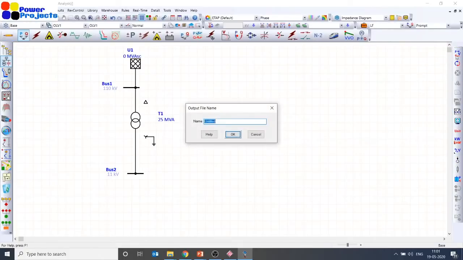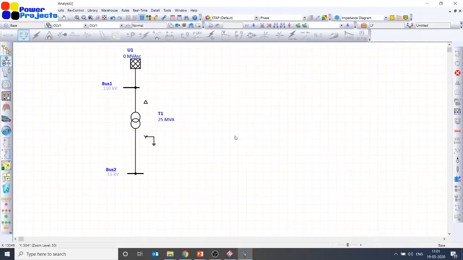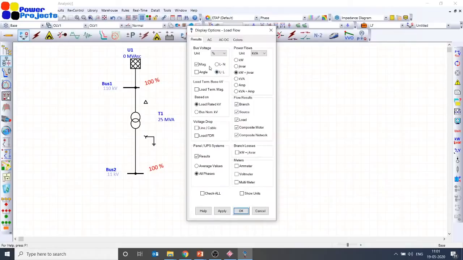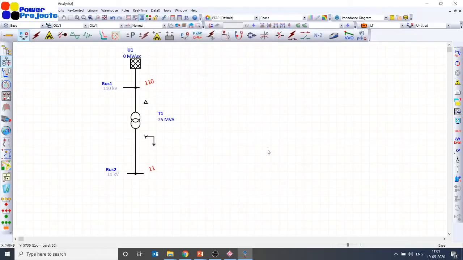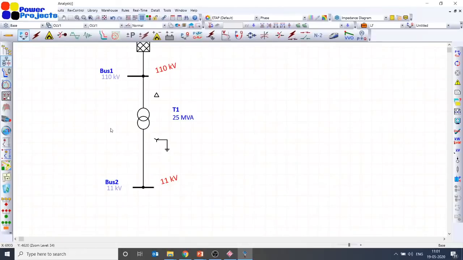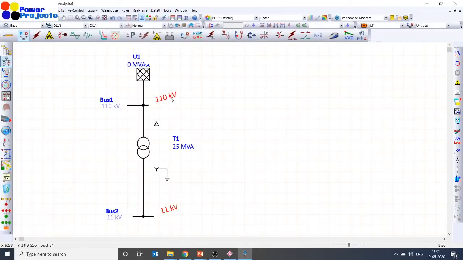So means there is no load connected. So obviously the 110 kV voltage will be 110 kV and the 11 kV voltage will be 11 kV. Both are at 100%. And if I want to plot the results in kV, yes, that I can do. I am plotting the results in kV. So it is 110 kV and 11 kV. The unit is not visible. If you want, you can display the units. Yes. So since there are no loads, the voltage is maintained at 110 kV in the grid and 11 kV at the low voltage side.